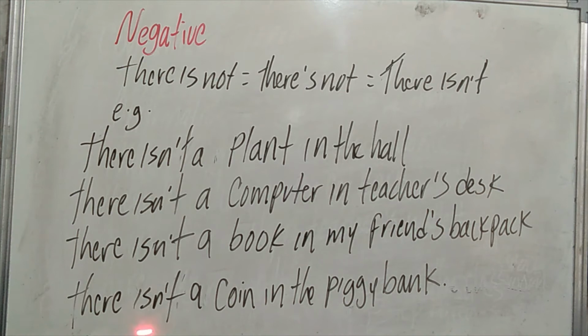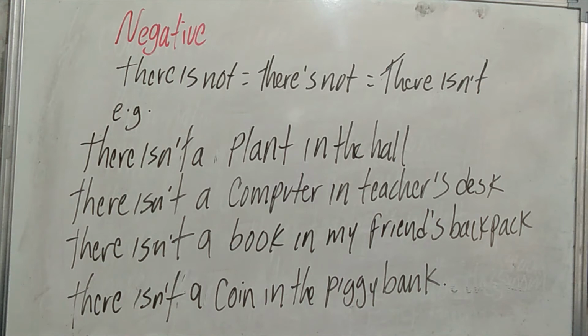¿Ok? Bueno, aquí nada más estamos agregando complementos. Ya tenemos esto, ¿no? Que decíamos, there isn't, there isn't, there isn't, there isn't. ¿Sale? Y quiere decir, no hay, ¿sale? No hay, dice, no hay una planta en el pasillo. There isn't a plant in the hall. There isn't a computer in teacher's desk. No hay una computadora en el escritorio del profesor. There isn't a book in my friend's backpack. No hay un libro en la mochila de mi amigo. Y there isn't a coin in the piggy bank. Y no hay una moneda en la alcancía, ¿no?